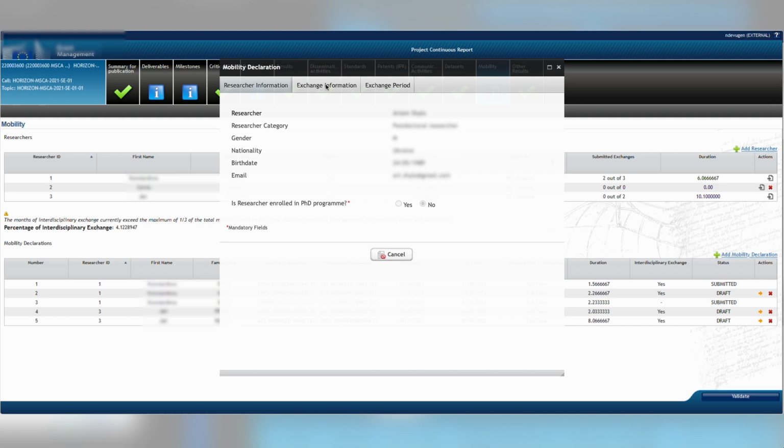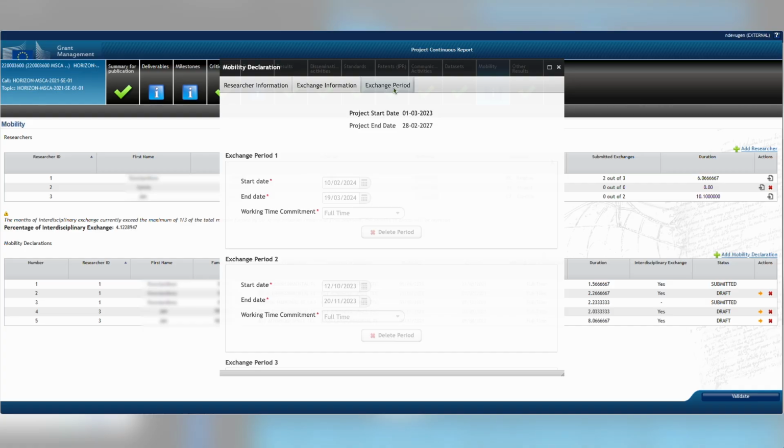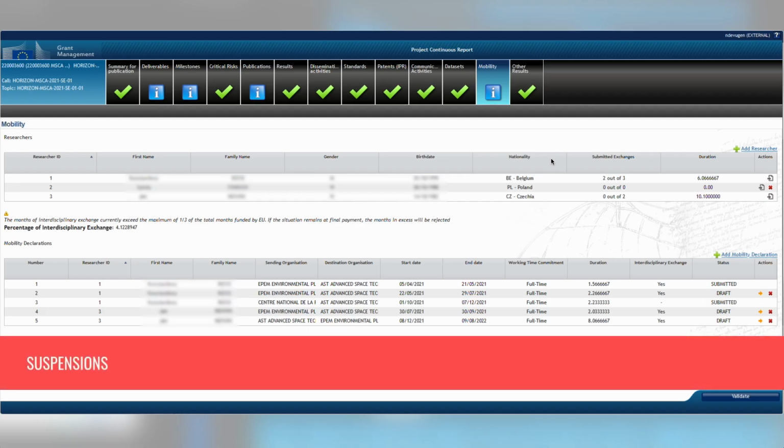The system uses this data to automatically calculate the number of person-months, which forms the basis for determining the eligible contributions. The mobility declarations must also reflect any circumstances arising during project implementation that may affect the grant amount or project duration. These may include suspensions, part-time work, long-term leave, changes in family status, or any other relevant situations. Please note that such changes always require a formal amendment to the grant agreement.